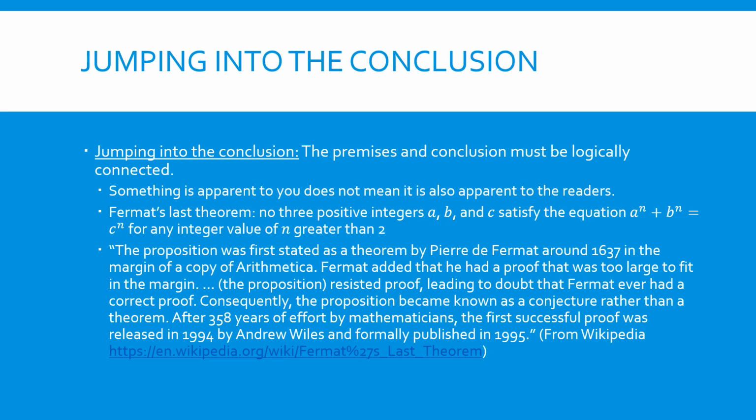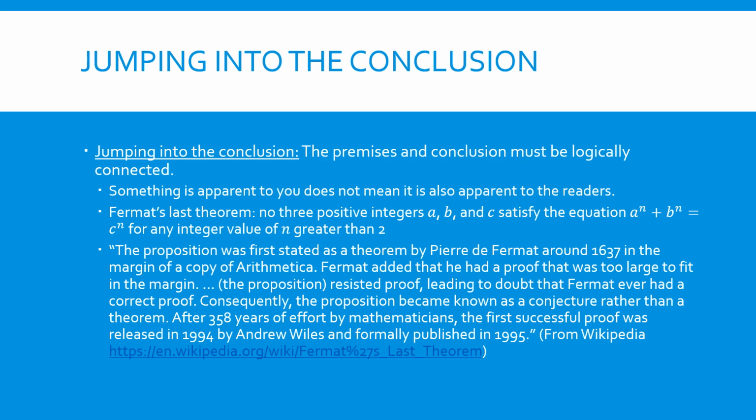For example, Fermat once came up with a theorem, which says that no three positive integers a, b, and c can satisfy the equation a to the power of n plus b to the power of n equals c to the power of n for any integer value of n greater than 2. This is also known as Fermat's last theorem. Fermat first stated the theorem around 400 years ago in the margin of a copy of Arithmetica. He added that he had a proof, but it could be too long to fit in the margin.